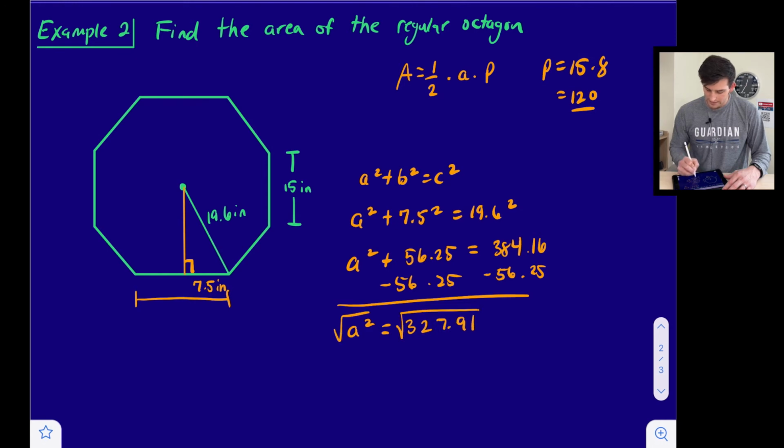And now this is 327.91. And lastly, we're going to take the square root. So now we have a is equal to, and for right now, I'm going to leave this as square root. I'm just going to say the square root of 327.91. Okay, so now we know what a is equal to. We know what p is equal to. We can plug all of this in.